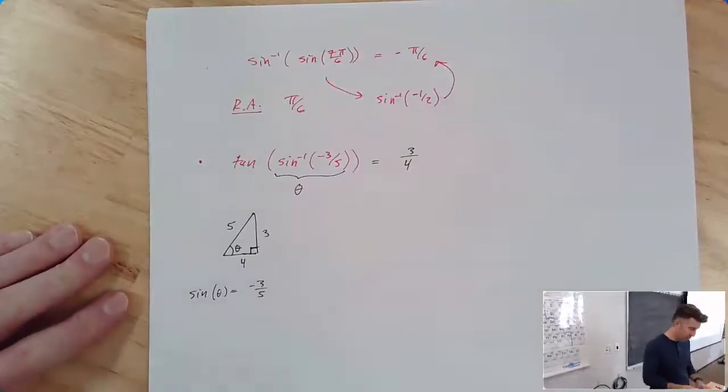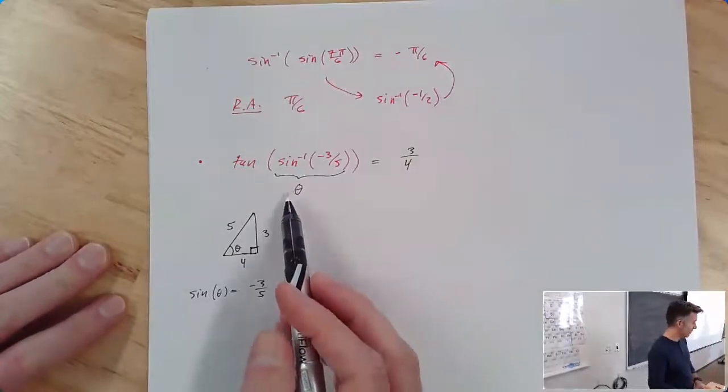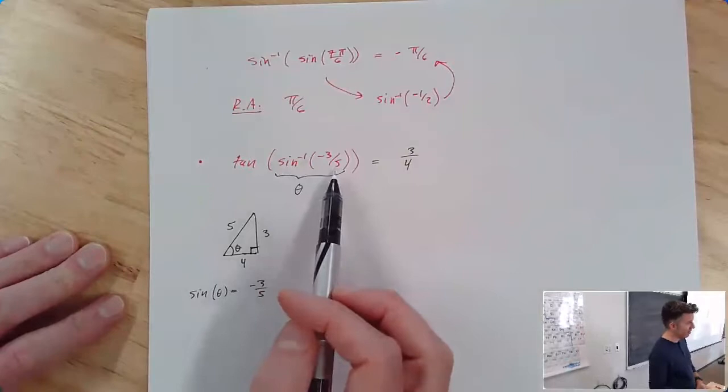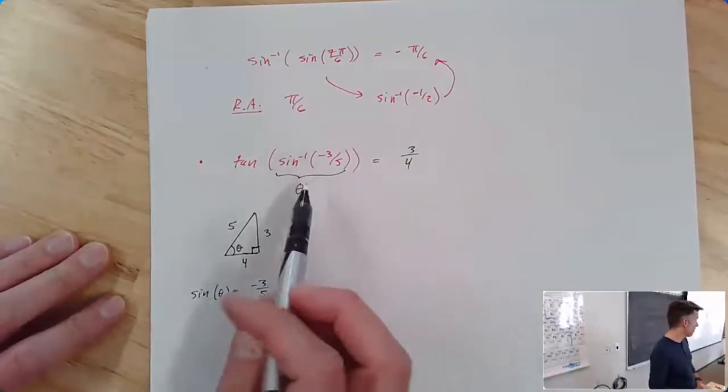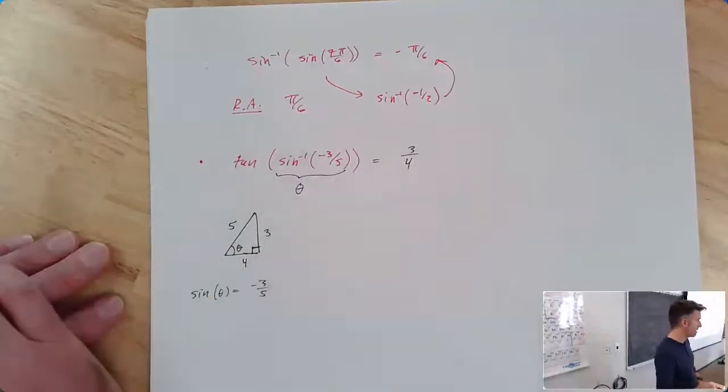Yeah, what quadrant does my angle live in? Well, if I'm taking inverse sine of a negative number, it's in quadrant 4. And tangent is negative in quadrant 4. So this is going to be a negative answer.